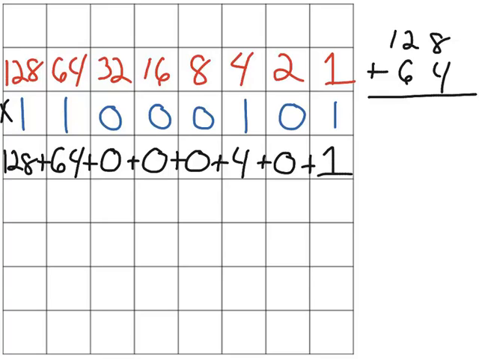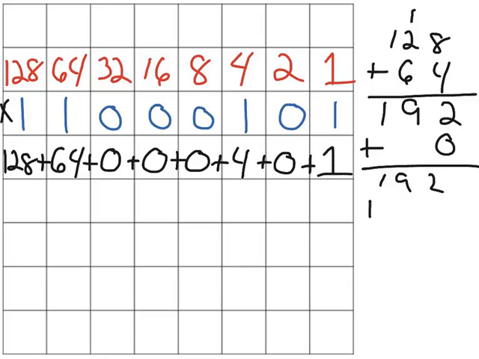128 plus 64. Let's see. 8 plus 4 is 12, so I get a 2 down here and I get a 1 up here. And let's see, 1 plus 2 is 3, plus 6 is 9, plus 1 gives me 192. I'm going to add those zeros, which basically give me the same thing of 192. So I usually skip over those zeros and I just add the next value. So I'm just going to add the 4. And I'm going to get 196. And then I'm going to add the 1. And then I get the answer.